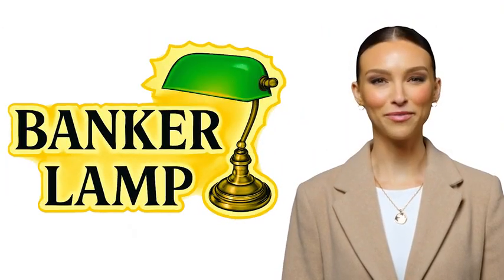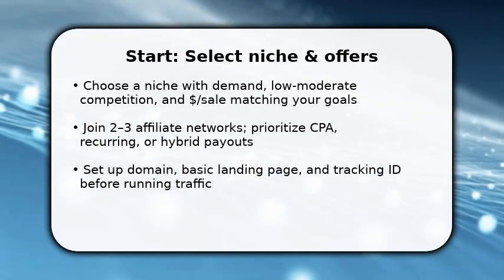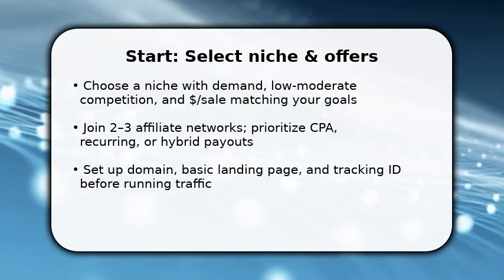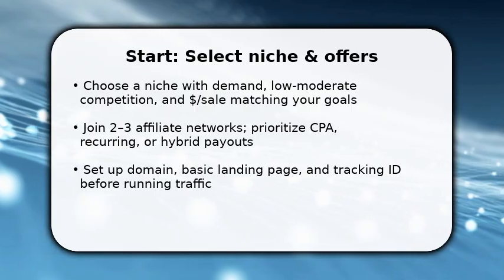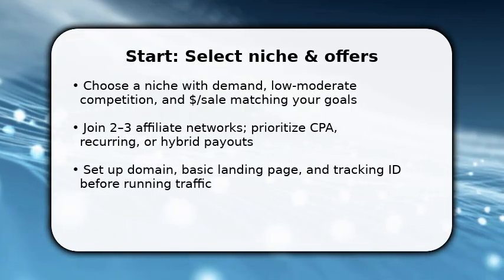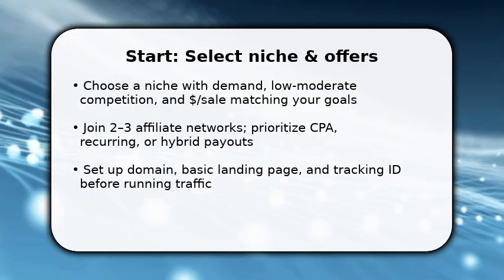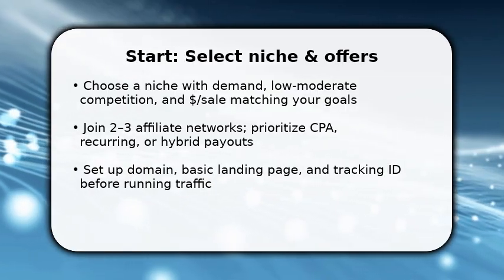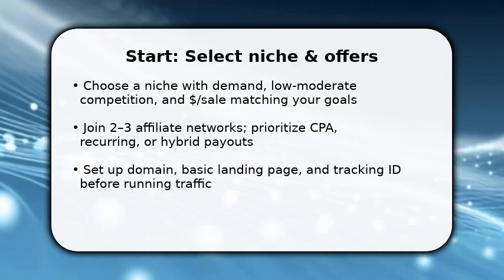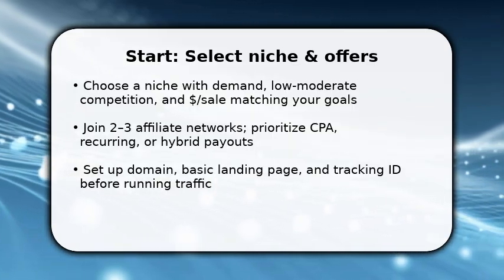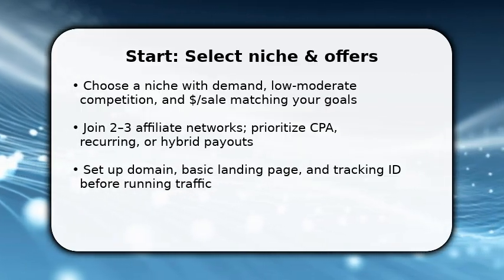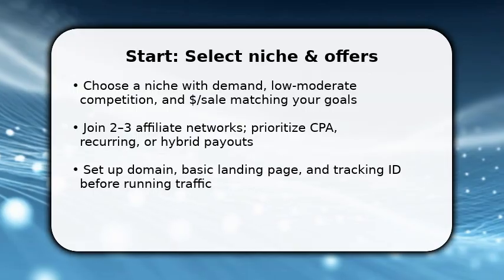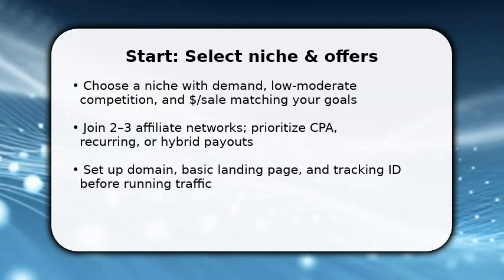Please enjoy the video. You begin by choosing a niche that has clear demand and monetization paths. Pick categories where you can add unique expertise. Once done, join 2-3 affiliate networks and register offers that match CPA or recurring models you want to scale. Make sure to buy a short domain and publish a focused landing page with your tracking ID embedded. These initial steps put tracking and legal compliance in place so you can measure what works from day one.